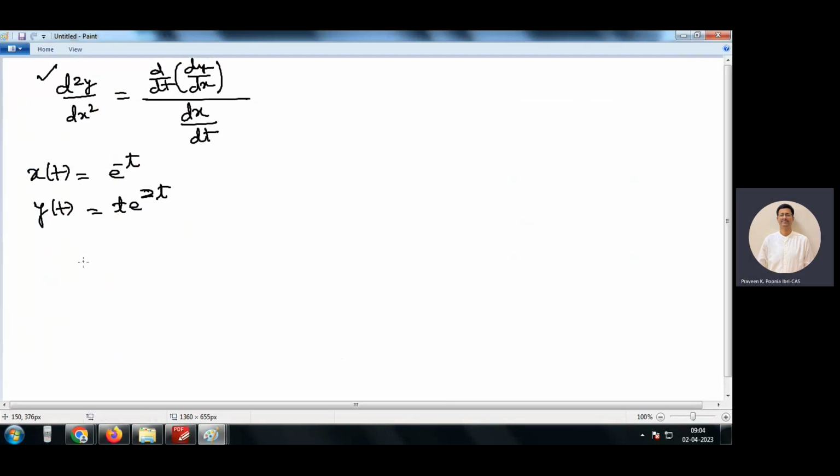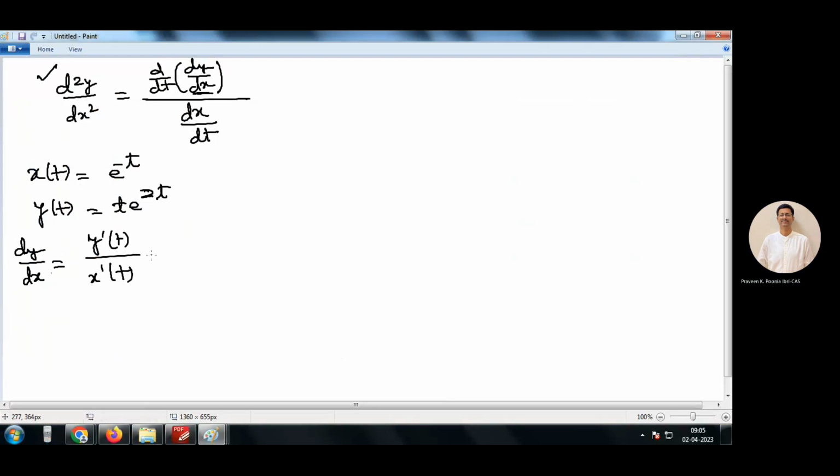So how to calculate the second derivative? First, as you see in the formula, dy by dx is the first step. So we need to find dy by dx, which means you need to find y prime t upon x prime t. So directly we will calculate here. Now you are experts. So first we will find y prime t here.